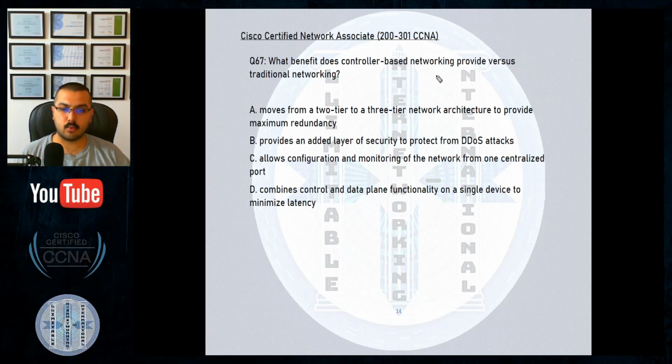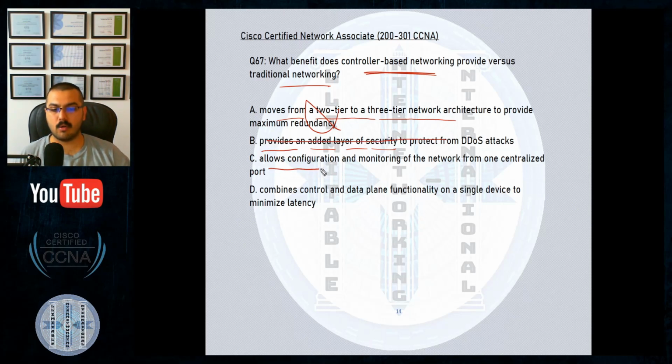What benefit does a controller-based SDN provide versus a traditional network? A. It moves from a two-tier to a three-tier network. No, this is already there in the traditional networks. It provides an added layer of security. This does not affect security. I've talked a lot about that in chapter 7. Allows config and monitoring of the network from one centralized point. Yes, a big yes.